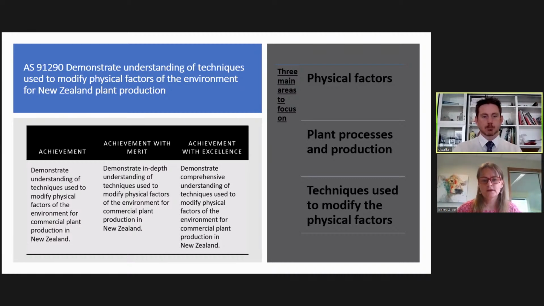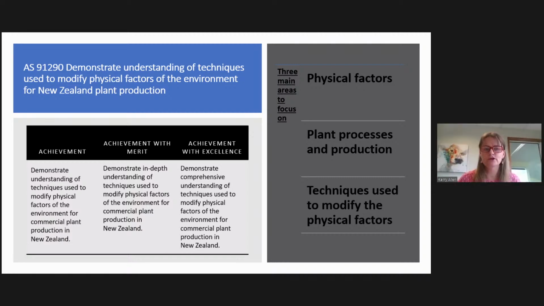Thank you. Good morning, and thank you for having me. So today we'll be looking at the first of the three standards. So today is looking at physical factors. These are looking at the techniques that are used to modify those physical factors and how it impacts the environment in terms of New Zealand's plant production. So this standard covers both agriculture and horticultural techniques.